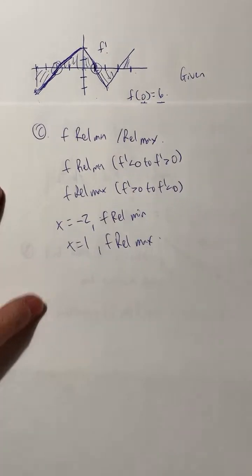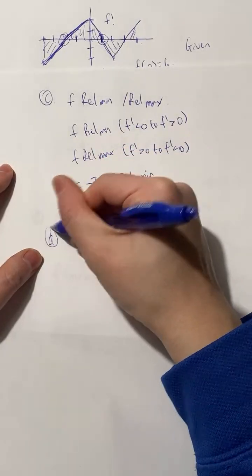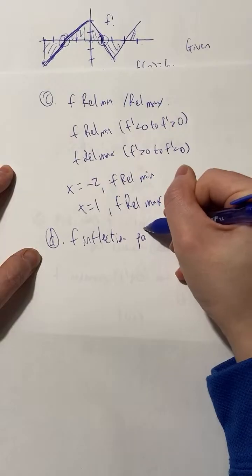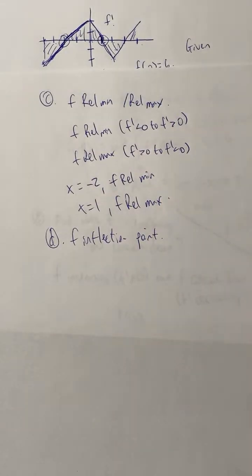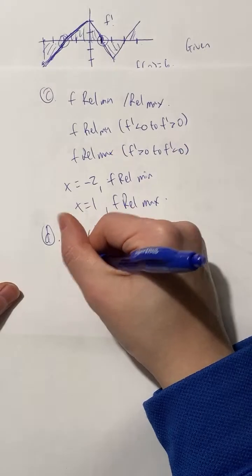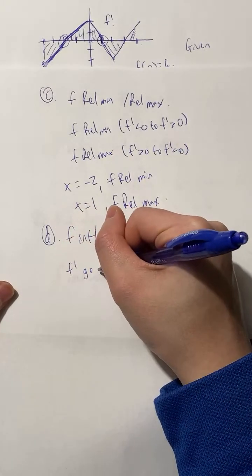Similarly, let's do inflection point. There's a rule that says f has an inflection point when f double prime changes signs. But again, I don't like to use that rule because I am given a graph of f prime. I use the f double prime rule when I can actually take derivatives. So in this case, I'm going to be using the f prime rule, which is the following. F has an inflection point when f prime goes from increasing to decreasing, or vice versa.